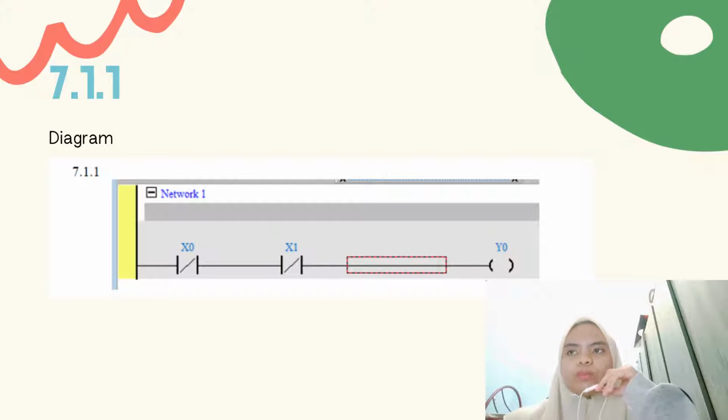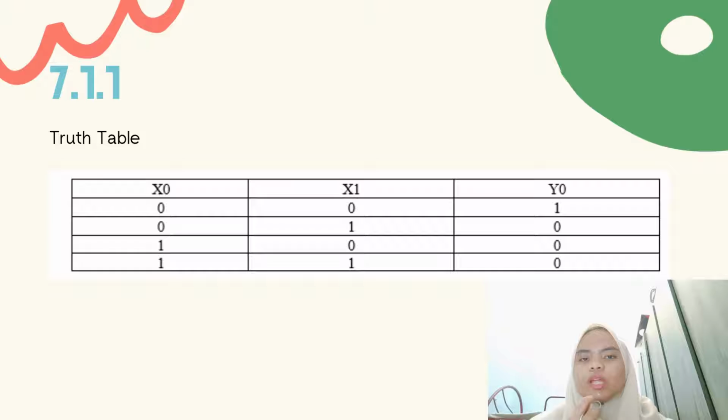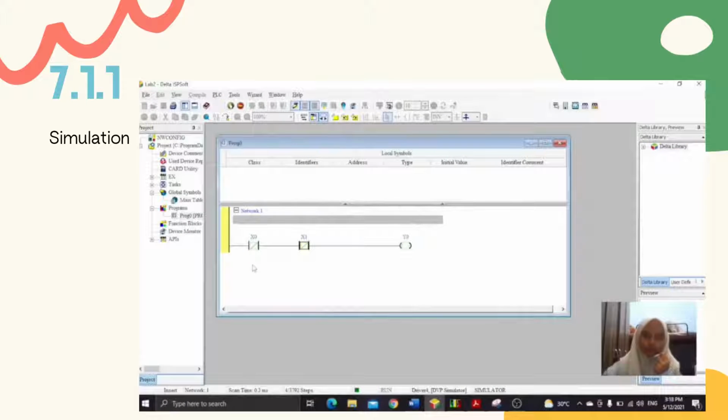CE190222. Today I will answer question 7.1.1. Here, this is the diagram of the question. And this is the truth table of the question. There are 2 inputs and 1 output. We put the input based on the truth table.